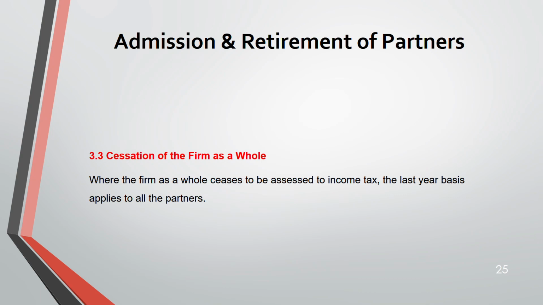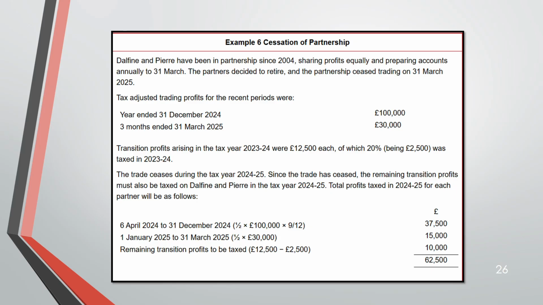Now, when the firm ceases as a whole, the last year basis applies to all the partners. Now, example 6. Through example 6, we'll understand when the firm itself ceases. There are 2 partners sharing profits equally, preparing accounts annually to 31st March. The partners retire, and the partnership ceases trading on 31st March 2025.